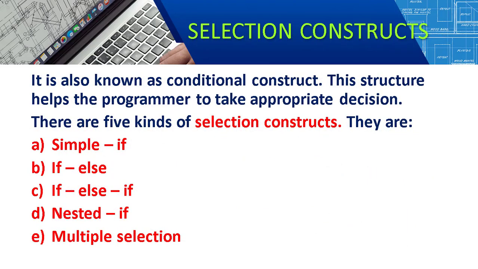The next type of construct is the selection construct. It is also known as the conditional construct. This structure helps the programmer to take appropriate decisions. There are several kinds of selection constructs: simple if else, if else if, nested if, and multiple selection. All these different selection constructs we will be studying in the next chapter, in control statements.